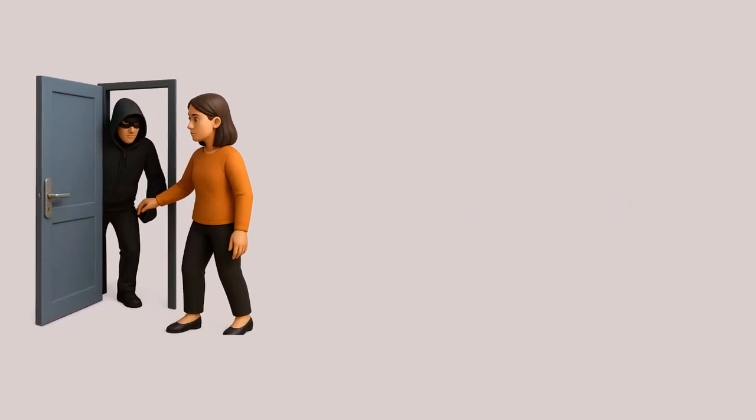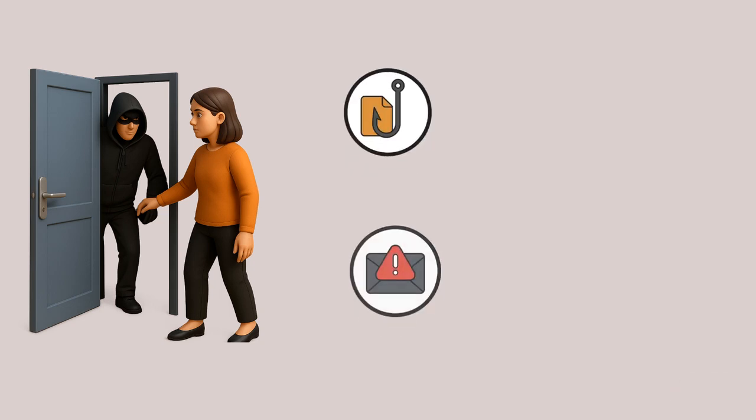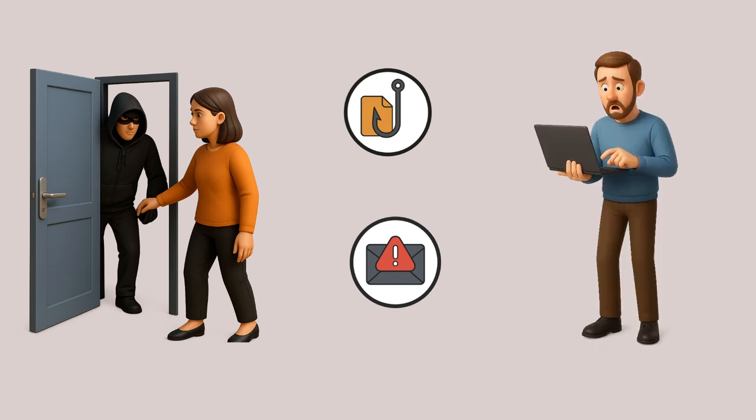Sometimes attackers don't break in. They wait for you to let them in. In this lesson, we're talking about lure-based and message-based threat vectors. These are attacks where the user gets tricked into triggering the threat actor's malicious code. Let's break it down so you know how these attacks work and how you can shut them down.